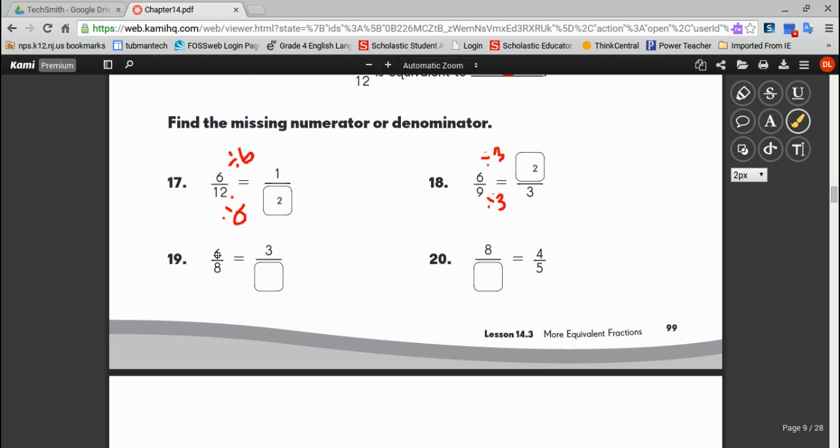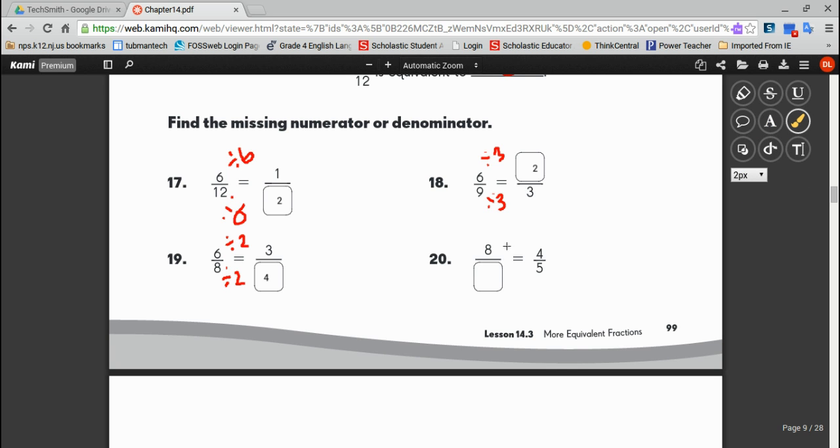19. 6 divided by what gives me 3? 6 divided by 2 gives me 3. And I'm going to divide the bottom, or the denominator, by the same number. So 8 divided by 2 is 4.